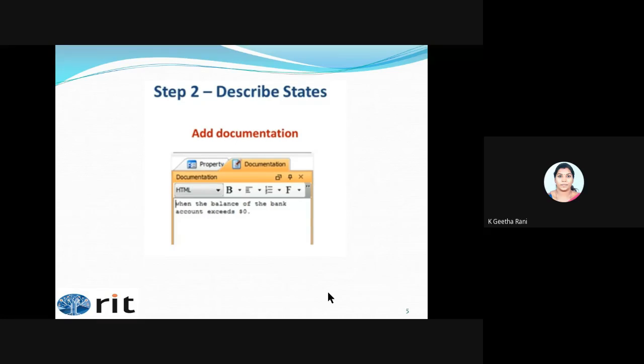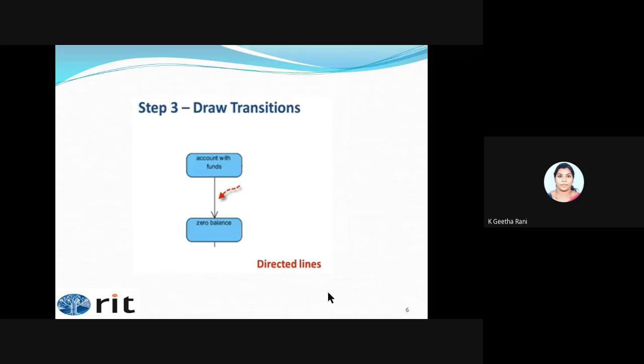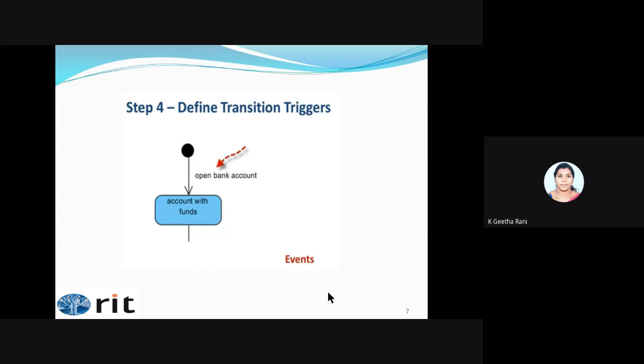Fine. And then the next one, step 3, is draw the transition. Once I'm done with the states, I have to give a link. I have to draw the transitions from one state to another state. I'll be using a directed line for that. You know that. The next step is I have to provide the trigger, or an event, I will call it a trigger or an event, along the transition line. So this particular event will make me change the state.